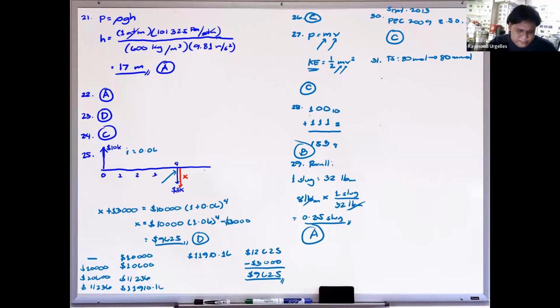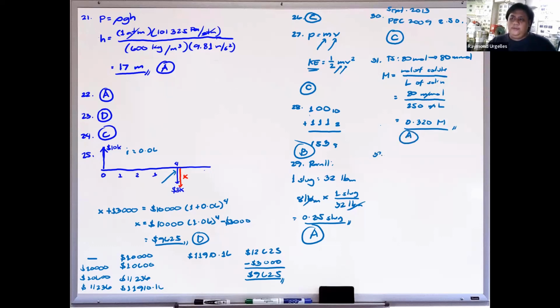So our solution here: what's the molarity? That's moles of solute over liters of solution. The problem says we have 80 millimoles of solute and 250 milliliters of solution. So that's moles per liter, and this will be 0.320 molar. This is letter A.